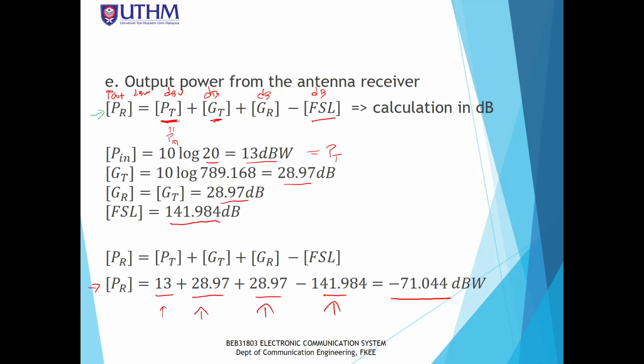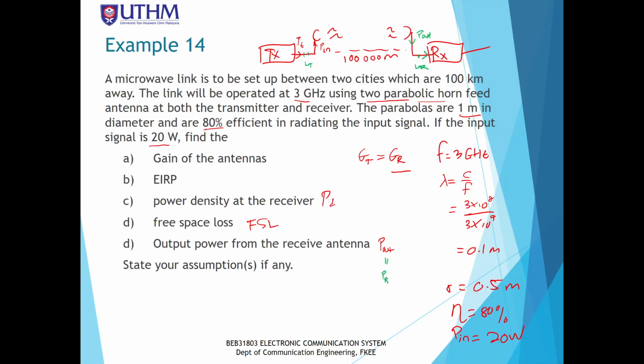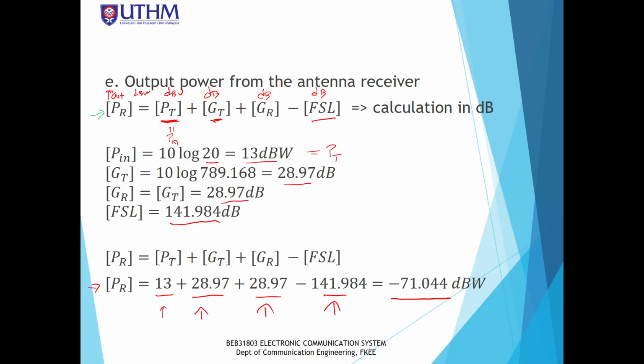Okay, and then there's another question. State your assumptions, if any. So what is the assumption? The assumption here is that there's no other losses other than the free space loss. Tidak ada losses yang lain selain daripada FSL. So that's the assumption, because the transmission line loss is not given in the question. So we assume that the losses are only due to the FSL.